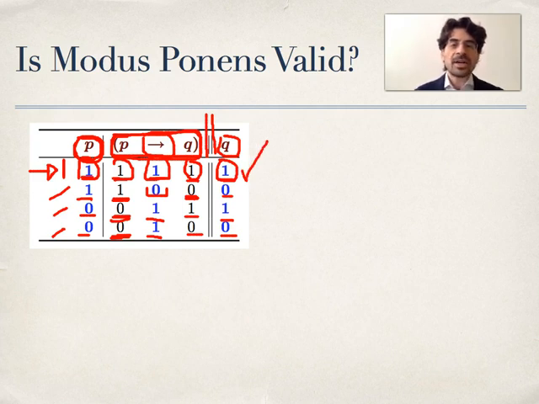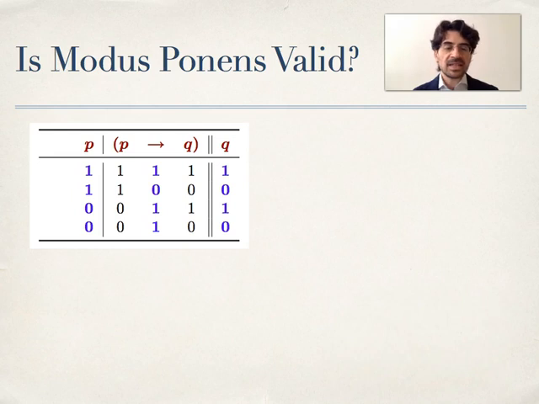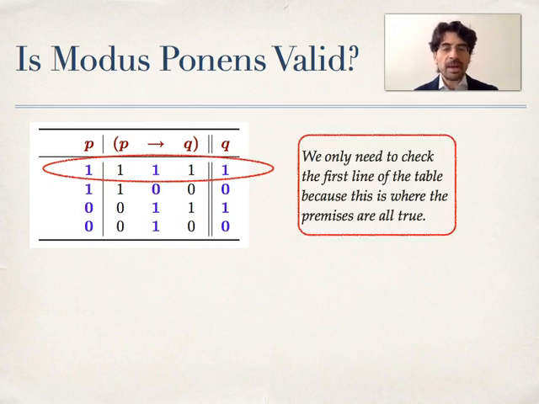And so our definition of deductively valid argument is satisfied. Whenever the premises are true, the conclusion is also true. So modus ponens is deductively valid. And I want to emphasize one more time that we only need to consider the first row of the table because that's the row where both premises are true.